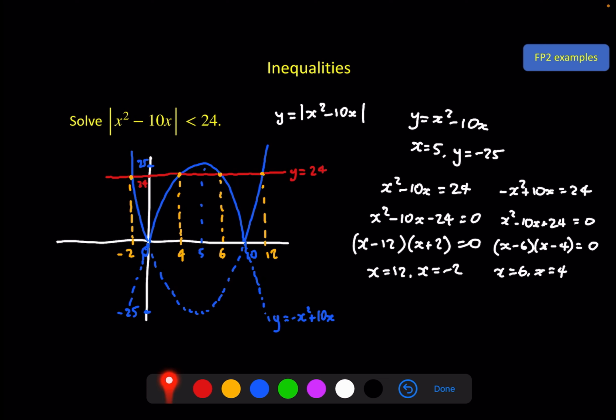So you need to do both of these, because the modulus here is kind of combining two different graphs, the positive version of that expression and the negative version of that expression. So we've got our 4 points. The interval, let's go back to the inequality. What were we actually trying to find? When is this graph, the blue graph, less than the red graph? It is less than the red graph in this interval here, from minus 2 to 4, and in this interval here, 6 to 12.